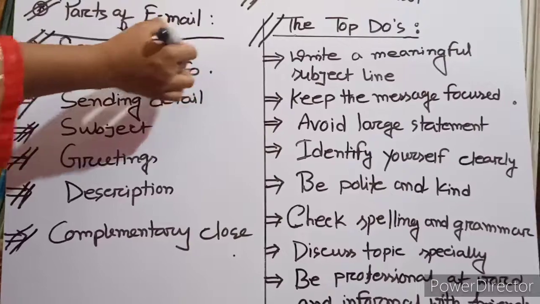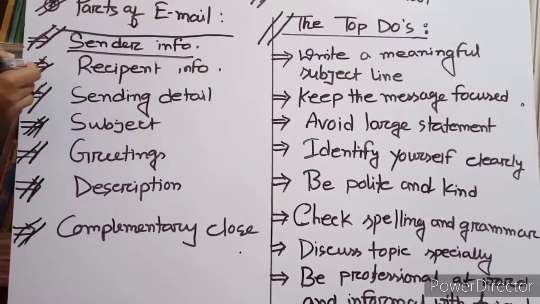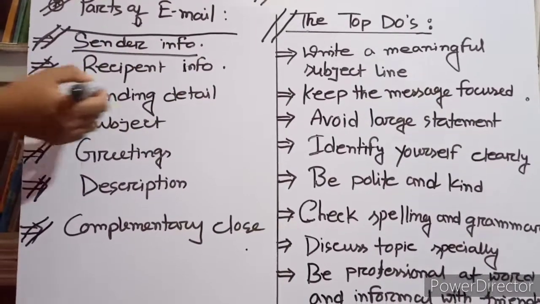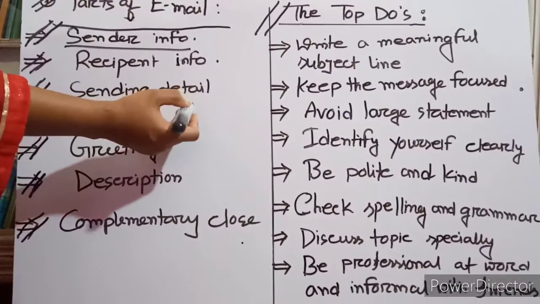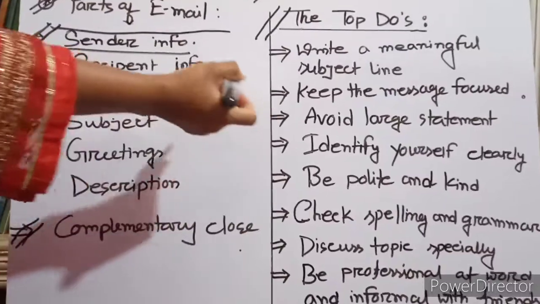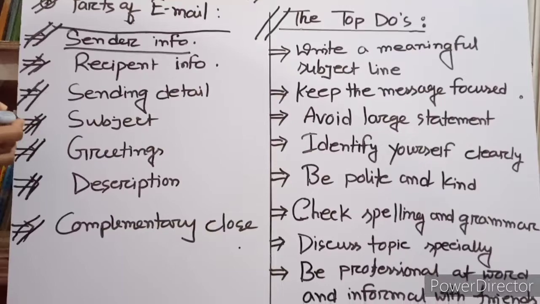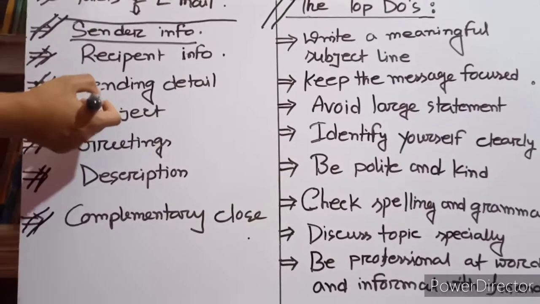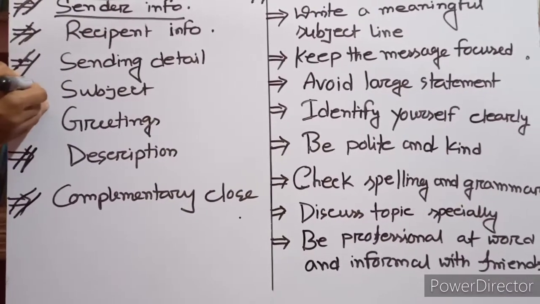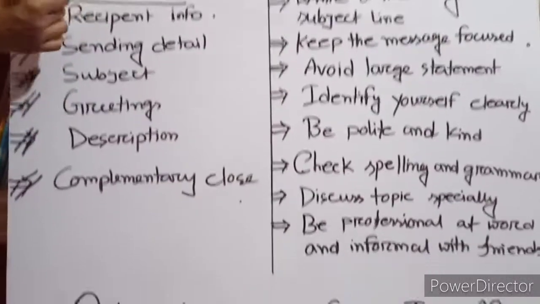I wrote here in short, info, that means information. You have to write the sender information. Next one, recipient information. Third, sending details. Sending details means you have to write the time, day and date. Very important. Next one, subject. You have to write the subject to be specific. Next, greeting. Greeting is very important here.